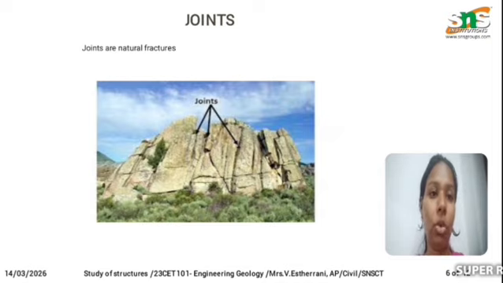Next one is the joints. Joints are also natural fractures that are created in the rock surface. As with faults, these are also fractures, but these are created due to natural disasters.